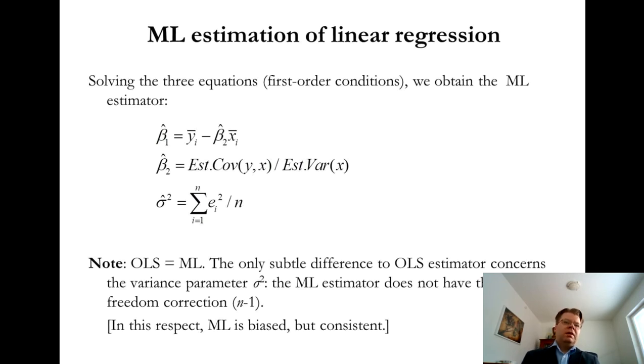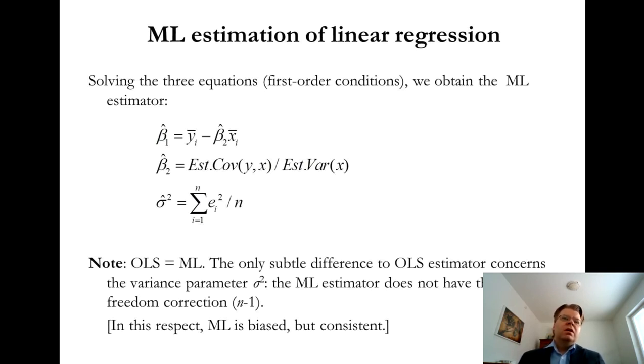And then we also find that for the slope coefficient beta 2, the estimator is the sample covariance of y and x divided by the sample variance of x. So you can also verify that it's just the same as the OLS estimator. There is, however, one difference. Of course, in the OLS, we did not need to have this parameter sigma explicitly.